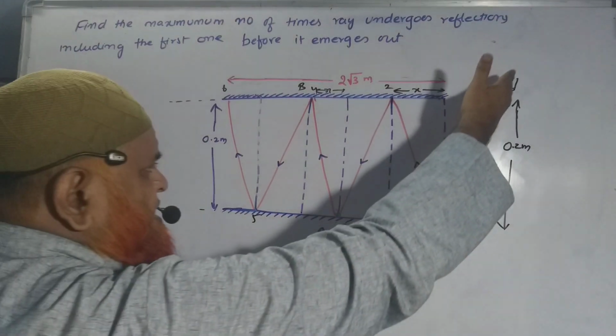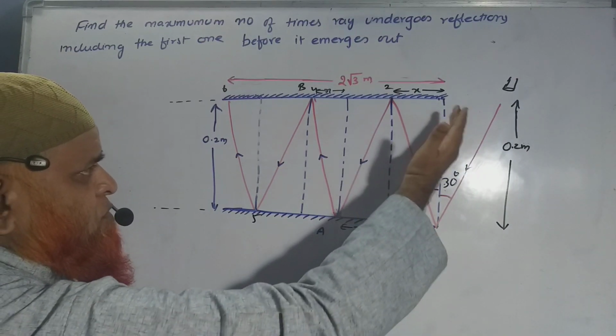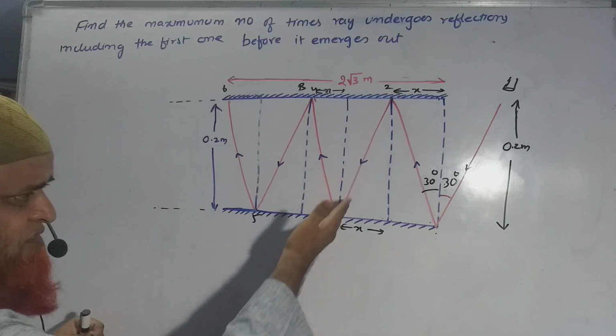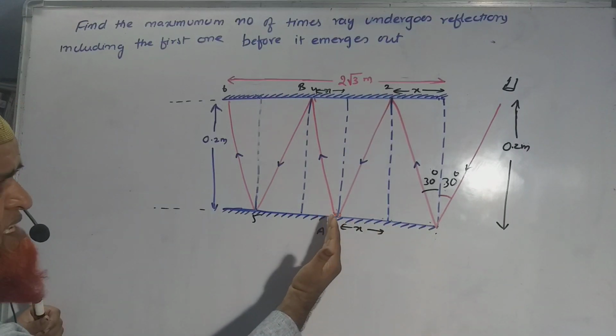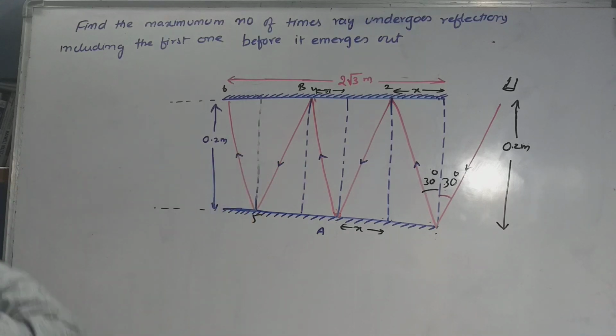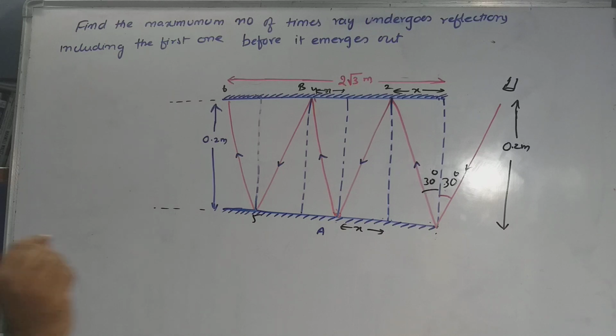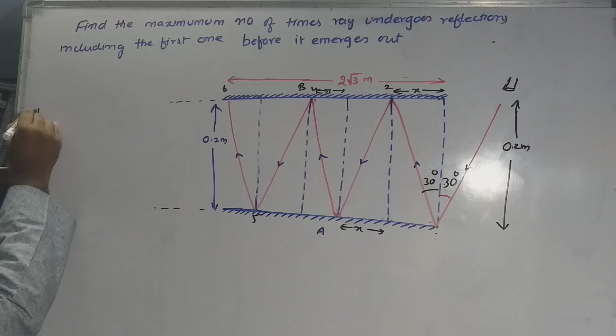So the light ray comes from the laser light, takes the first reflection, moves distance x, takes the second reflection, moves distance x, takes the third reflection, again moves distance x and so on. These reflections continue like that only. So now our aim is how many reflections are going to take place before it comes out. Okay, so let us see what happens. What are we going to do now? It's a very simple formula, super simple formula.